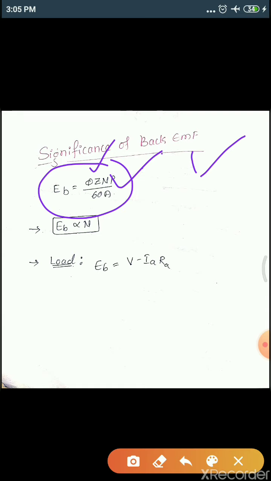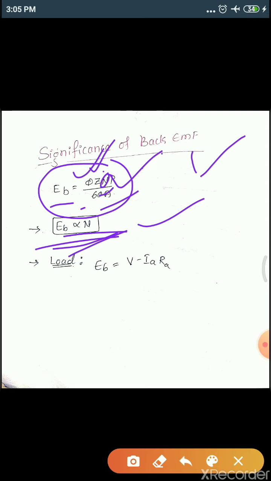The number of conductors is also fixed, the number of parallel paths is fixed, and the flux produced in the machine is also fixed. 60 is a constant term. Therefore N is the only variable here, so Eb will be directly proportional to N. This is one observation made, and it is very significant. The basic principle is that the back EMF is proportional to the speed: Eb is proportional to N.